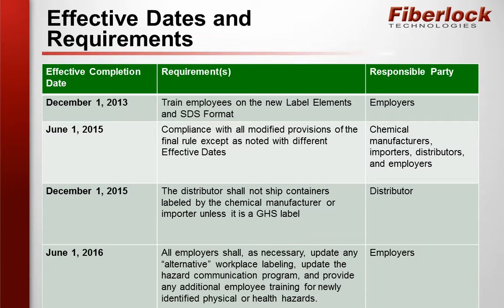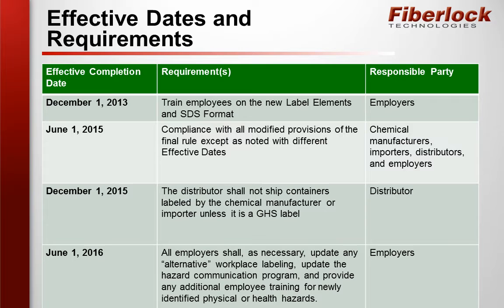So what are the effective dates and requirements? By December 1st, 2013, employers shall have all their employees trained on the new label elements and SDS format. By June 1st, 2015, all chemical manufacturers, importers, distributors, and employers shall be compliant with all modified provisions of the final rule except as noted with different effective dates.